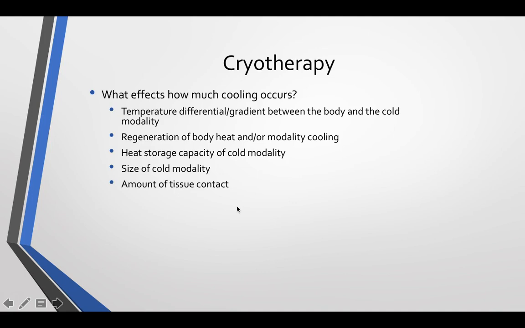The amount of tissue contact. So this goes back to our equation, right? That surface area. So the more contact means more heat loss. The length of the application. So the longer we apply the treatment, the increase in the heat loss. Remember that the temperature gradient is going to go until both the modality and the tissue in contact with the modality, so specifically the skin, are the same temperature.